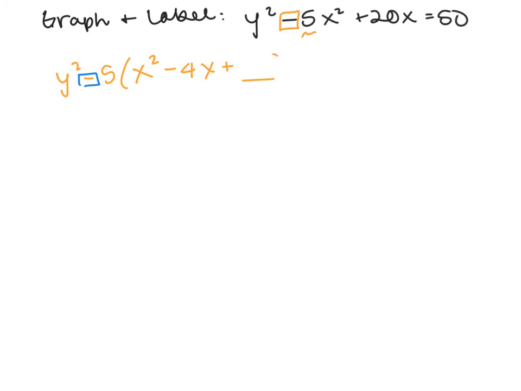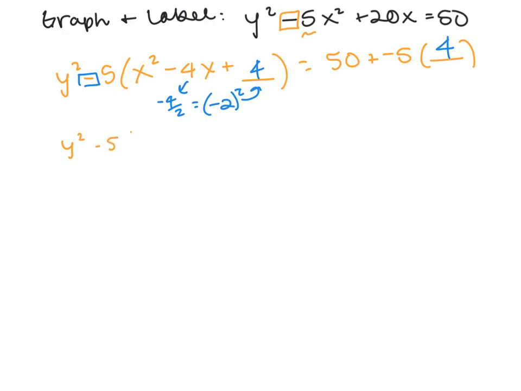And then here's where we're going to need to complete the square. So I'm going to add the plus blank, and equals 50. And then again, technically it's plus blank, but we took out a negative 5, so it's negative 5 times whatever we have. So now we complete the square. Negative 4 divided by 2 is negative 2. Squared is 4. And fill that into both sides. So now we have y squared minus 5 times x minus 2 squared equals, and over this side turned into 50 minus 20. So that equals 30.